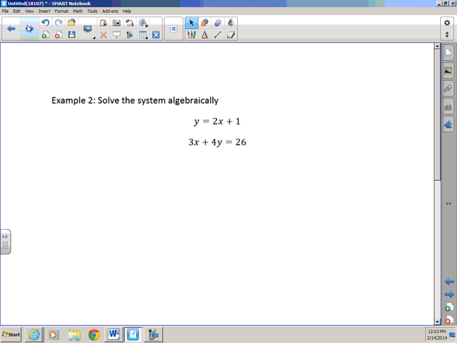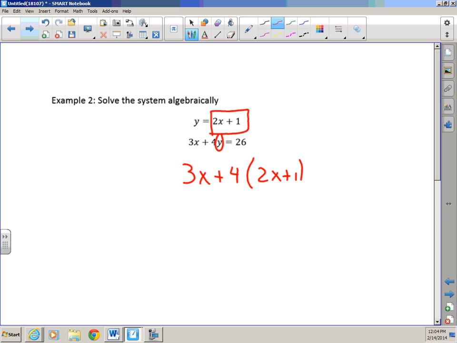Now, in this second example, I only have one of them as y equals. Now, you could do one of two things. You can convert this second one to y equals, but that may not be good because you may end up with some fractions. So another thing is to substitute, which means to take this and replace y with it. Okay? The idea is to get an equation with one variable. So I get 3x plus 4 times (2x plus 1) equals 26. I use my distributive property.